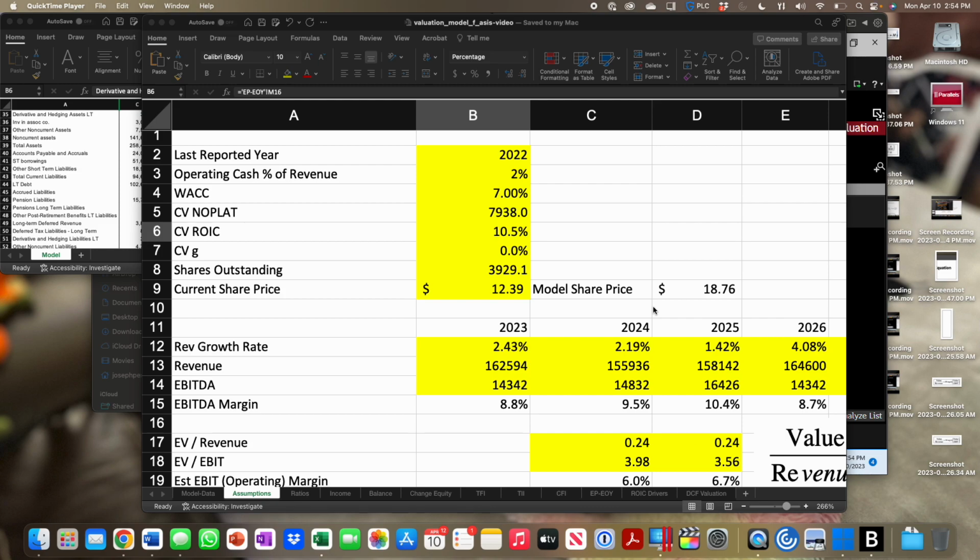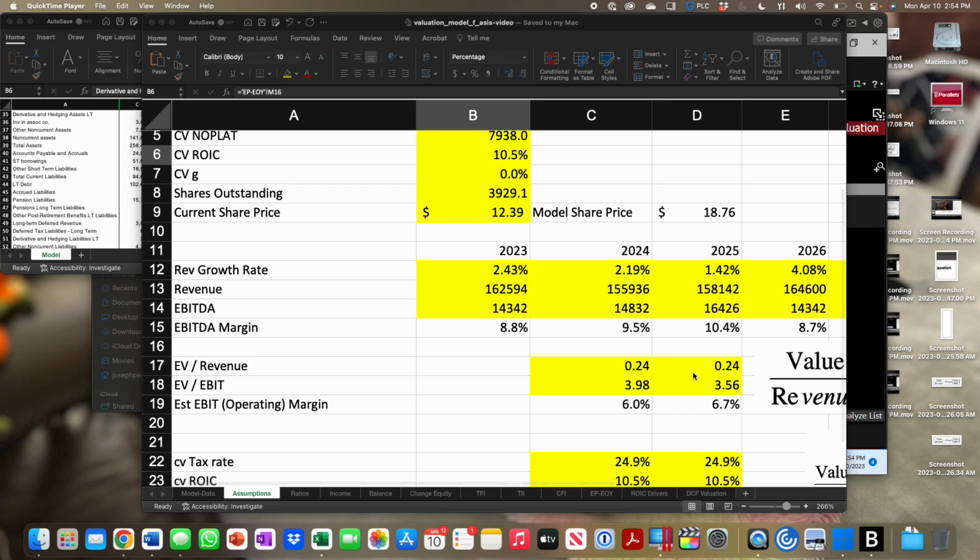I want to talk about Ford's as-is, if you went through the process. Basically, you should have put in Ford's data. WACC, when I did this earlier today, was around 7%. Shares outstanding, 3.9 billion. 12.39 was the share price when I did this a little bit earlier today. Your numbers might be slightly different.